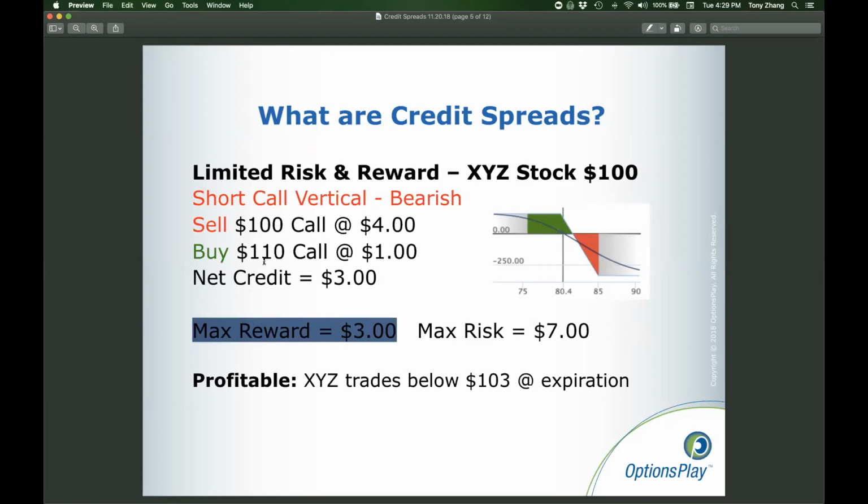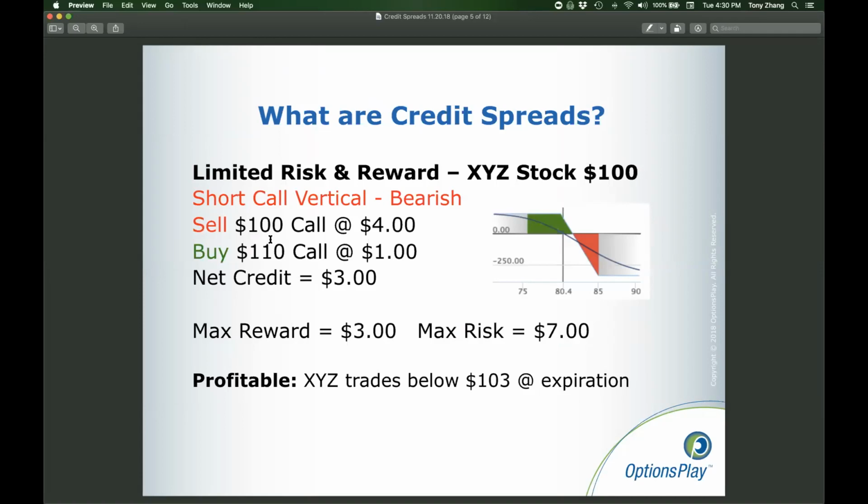And because the distance between the two strikes, the 100 and the 110, is $10, that's going to define my opportunity. So whatever's left from the max reward is going to be my max risk. So whatever the distance between the two strikes, you can think of that as the opportunity. Whatever you collect in credits, the remaining is going to be your risk.